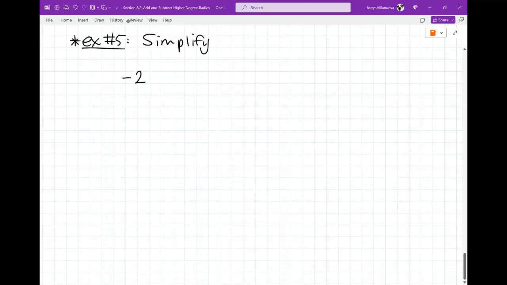Negative 2 cubed root of 24. Notice most of the ones that I said are a little tougher seem to be cubed roots, right? So I'm going to try to put stuff together that I can, just so I can clean it up a little bit. And then after that, I'll start breaking stuff down.